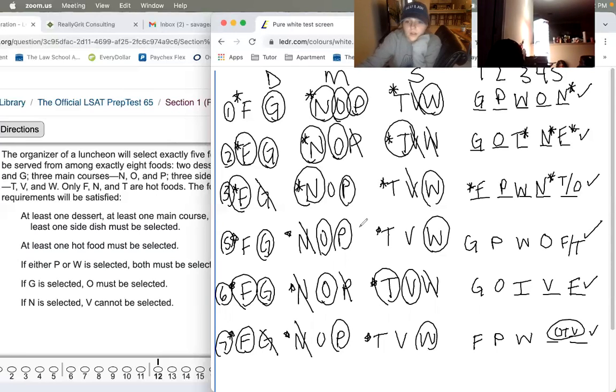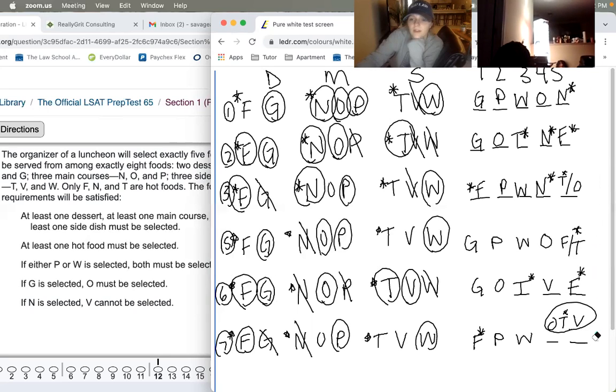Erase things. Okay. And then this is a hot food. That's a hot food. I'm just going in and putting the ones that are hot foods, just in case. I can actually make that a little bit clearer. Do you have any questions on the setup? Nope. Okay. I feel a lot better about it now. Let's go into the questions then.